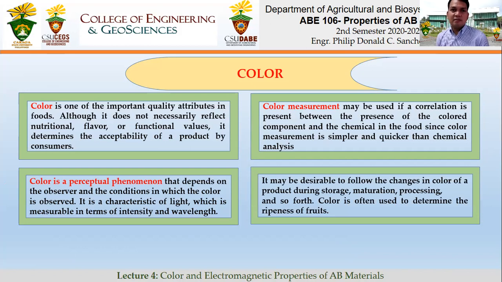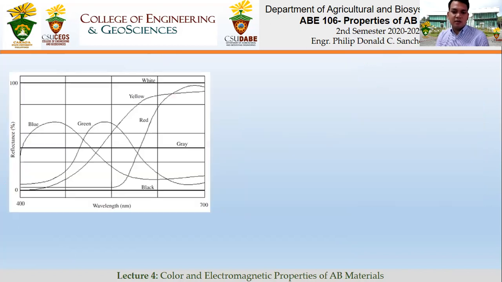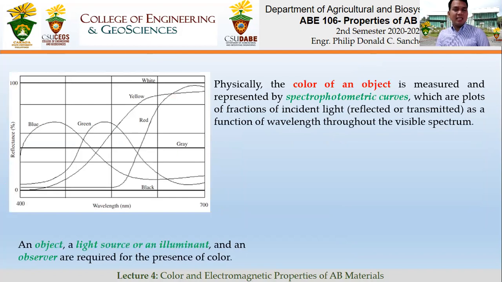Okay, even if you don't have that particular data, you can already say that as the color changes, there is a corresponding effect on the quality of that particular product. Physically, the color of an object is measured and represented by spectrophotometric curves. There is a curve or changes on the wavelength or characteristics of that product, and then it will define the value of the lightness, the yellowness, the chroma, the hue, etc.